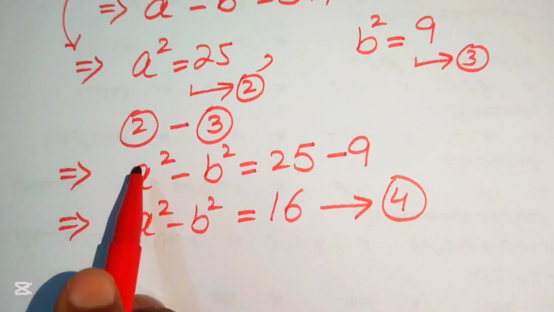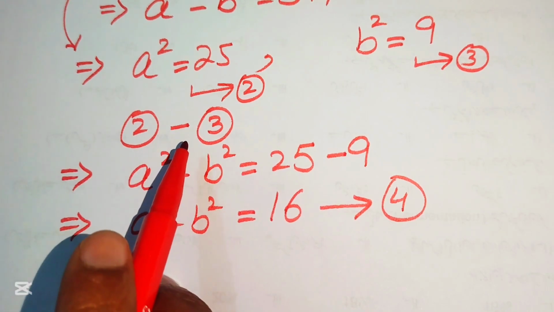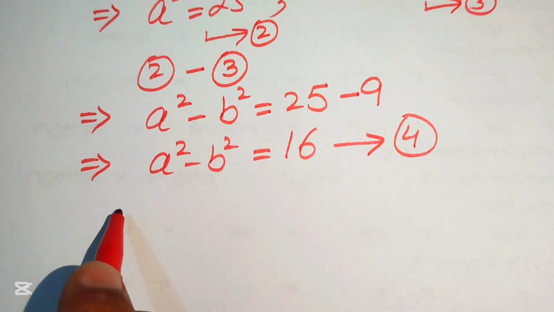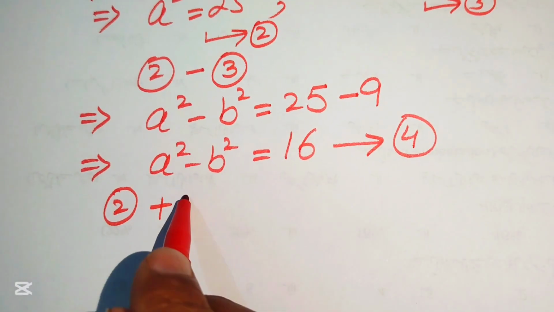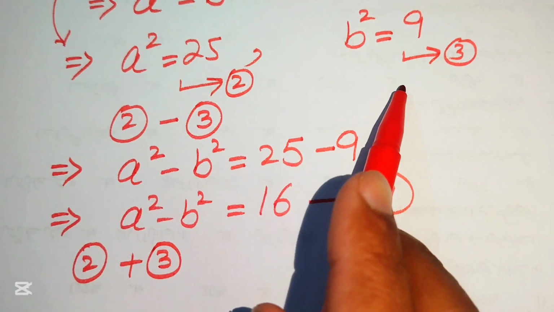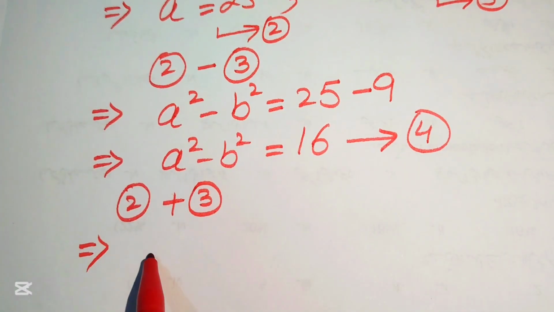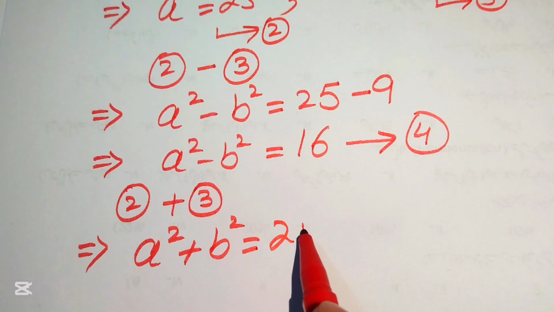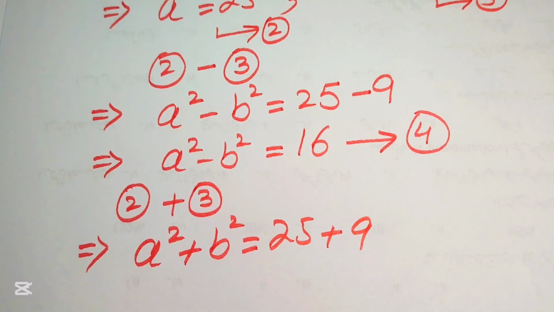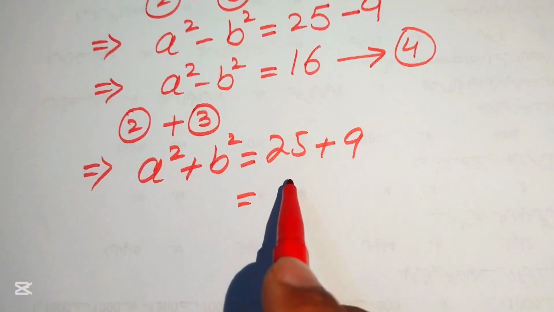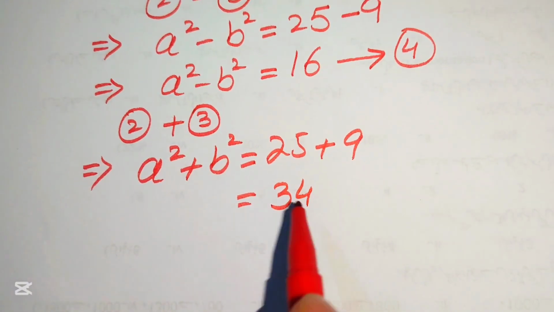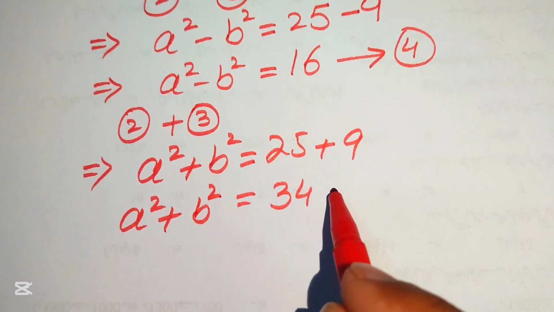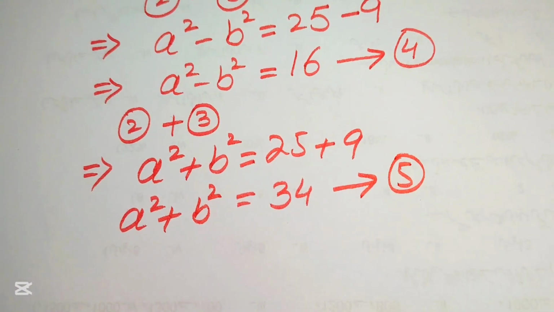Further, after subtracting these two equations, we need to add them. Now we add equation number 2 and equation number 3. When you add these two equations, the left hand side is added to the left hand side, so we have a square plus b square, and the right hand side is added to the right hand side, so we have 25 plus 9, which equals 34. So we have a square plus b square equals 34, and we call this our equation number 5.